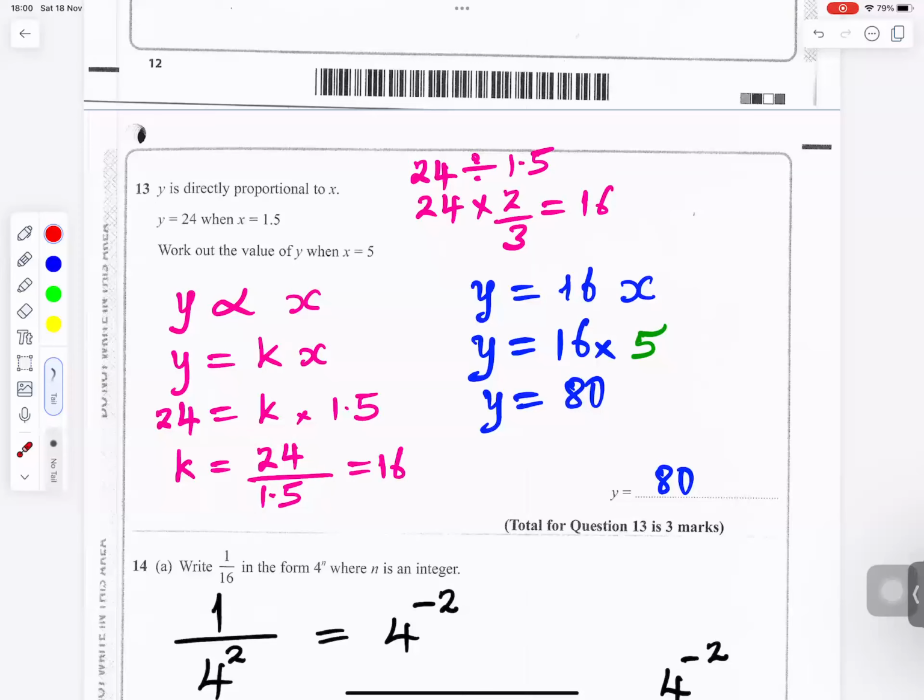Now that we know k is 16, we can write the equation y equals 16x. Put x is 5. y would be 16 times 5, which is 80.